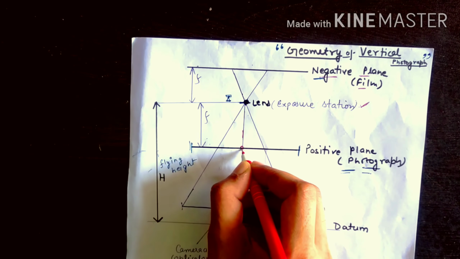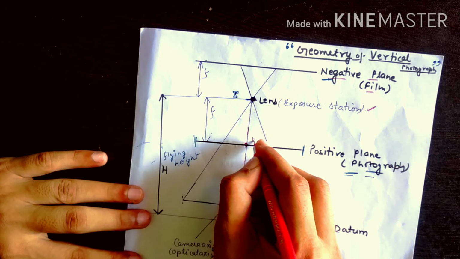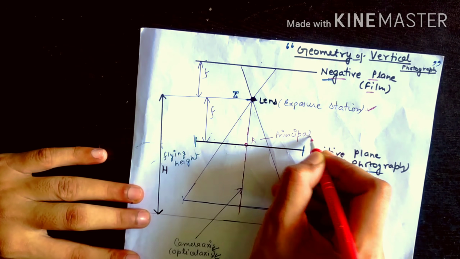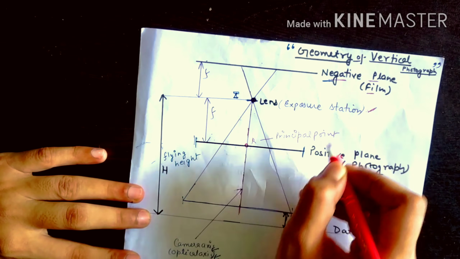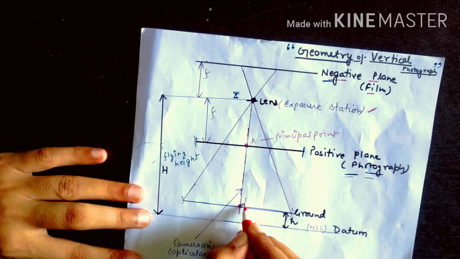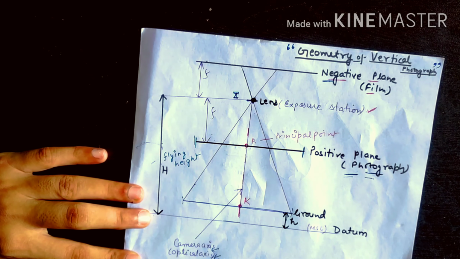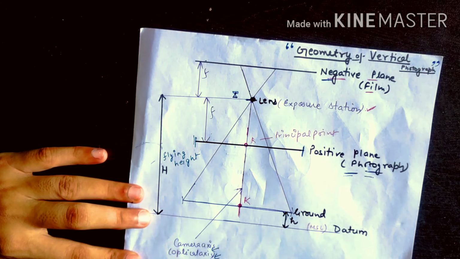It is cutting down here, so it will be a small k. This is the principal point. If we have to locate this principal point on the ground, then it will be like this, a capital K, and this is called the principal point on the ground. The camera axis intercepts the ground at this point, capital K.